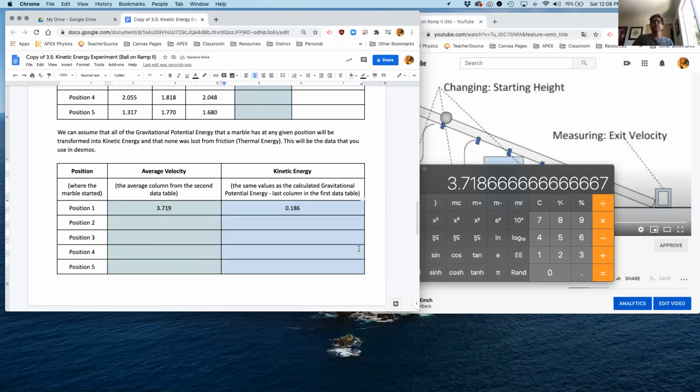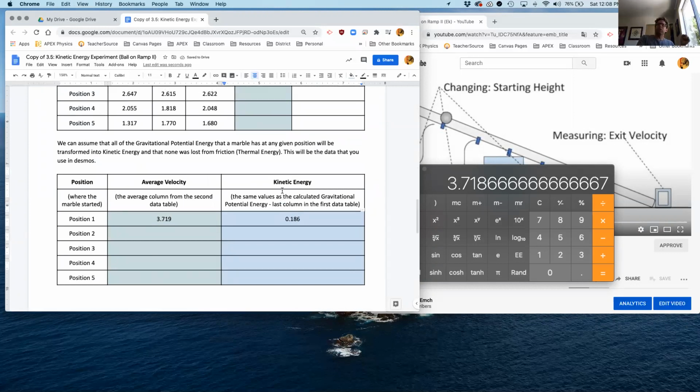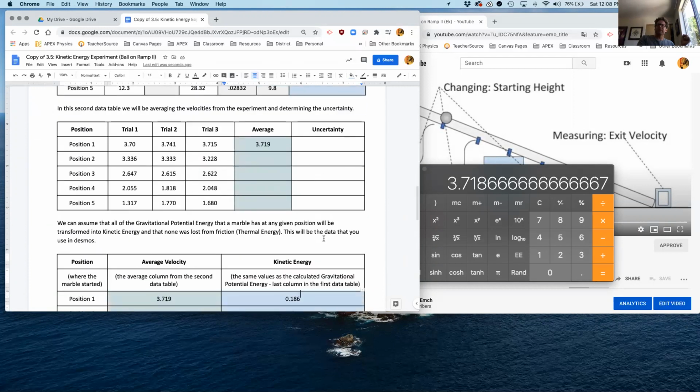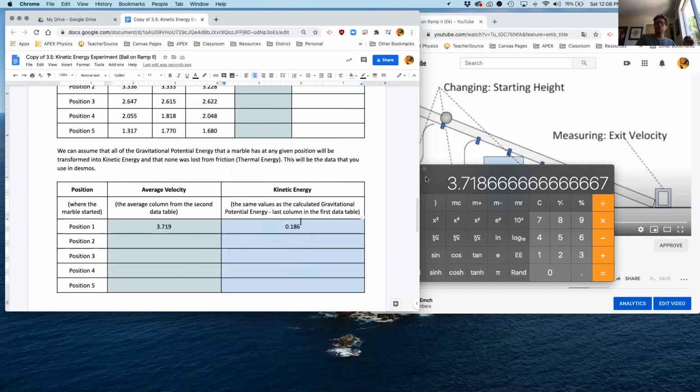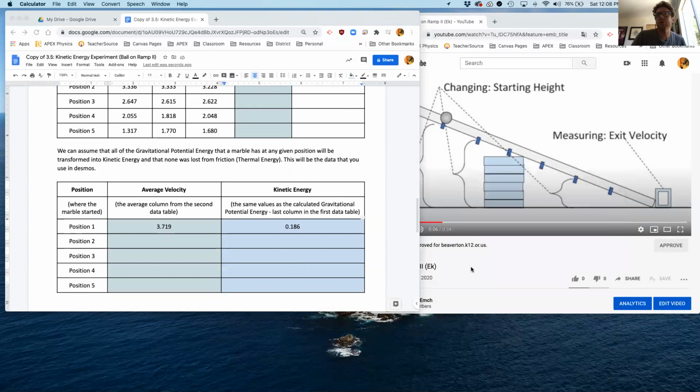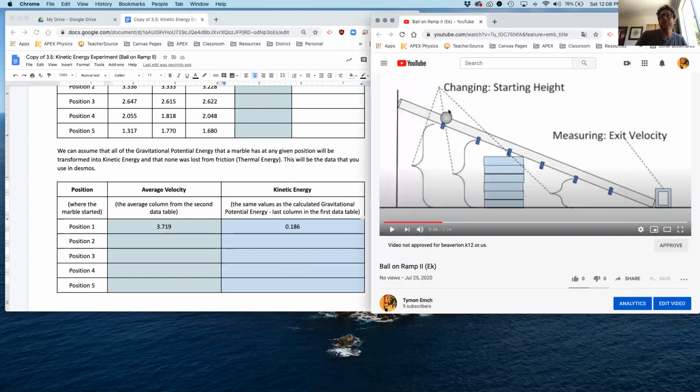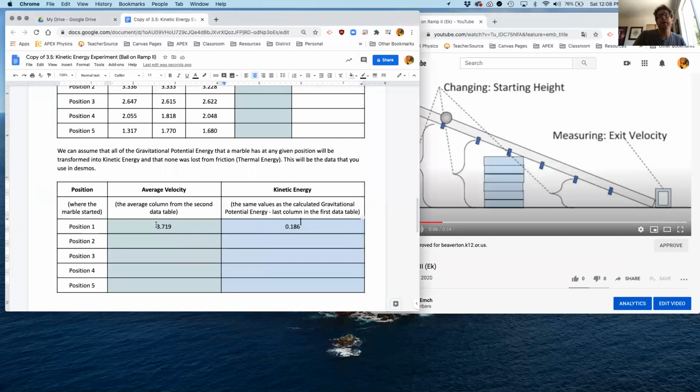Okay, so let's talk about that. Right here, we calculated potential energy, but here it says kinetic energy. Well, look at this. The kinetic energy is equal to the potential energy. The potential energy that we calculated right here, mass times gravity times height, went down the ramp and turned into kinetic energy. So it's the same number. So then, bam, we have that.